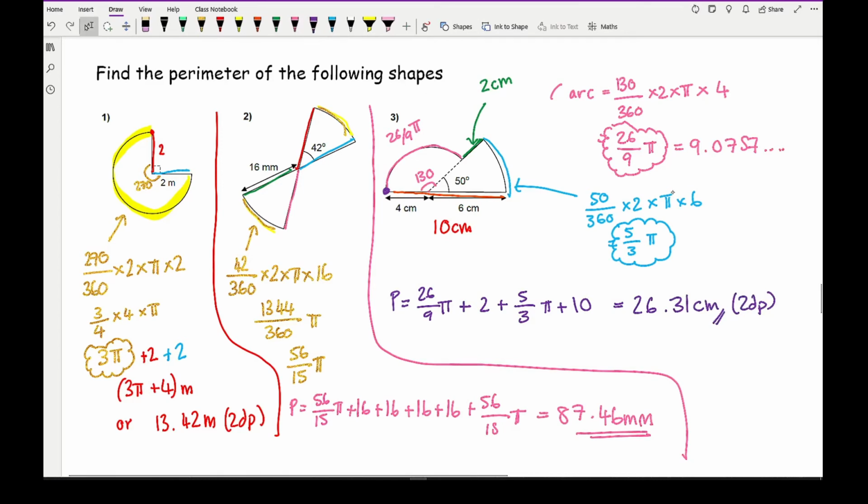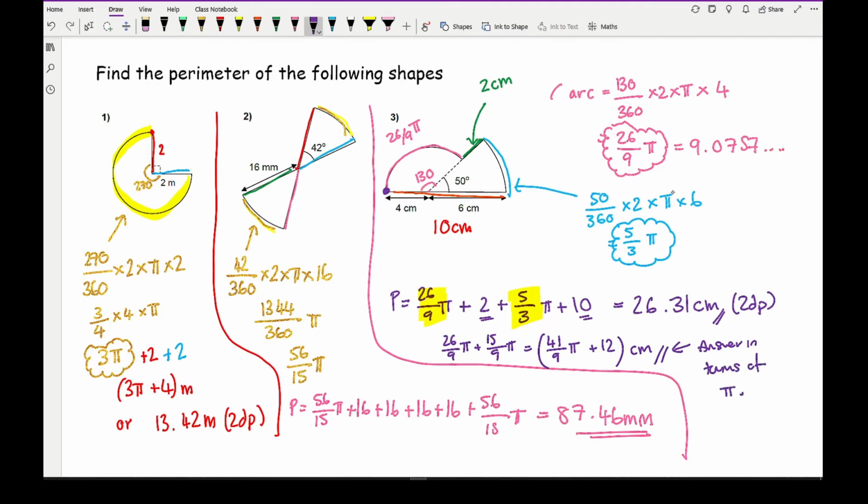Now if I wanted to write this in terms of pi, then looking at the two terms that involve pi, you want to try and have a common denominator. So here I've got 26 over 9 pi plus, well, to change that into a 9 I times it by 3, so I've got 15 over 9 pi, which gives me a total of 41 over 9 pi. And then if I add the two numbers that I know, plus 12, put that in brackets, centimeters, and there is my answer in terms of pi.